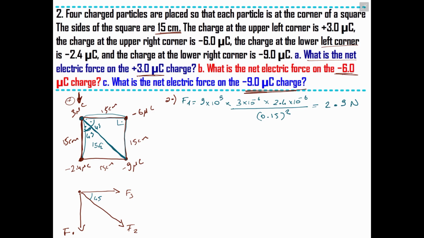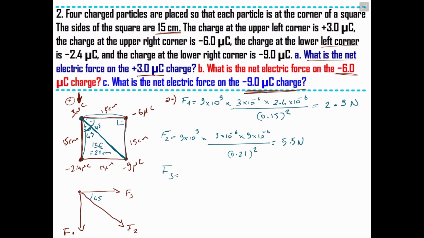And F2, again 9 times 10^9 multiplied by, F2 is the force between 3 and -9. 3 times 10^-6 times 9 times 10^-6 over the distance between them, 15√2, which with a calculator is 21 centimeter. So it will be 0.21 squared. 0.21 means 21 centimeter equals 0.21 meter. So this result is going to be 5.5 Newton.